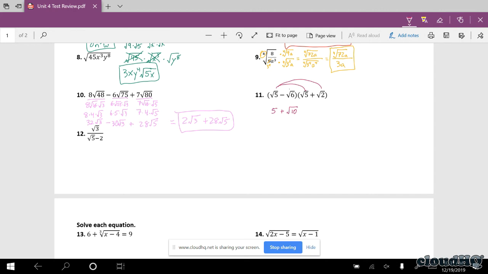Then I distribute the negative square root of 6. Negative square root of 6 times negative square root of 5 is negative square root of 30. Then negative square root of 6 times positive square root of 2 is negative square root of 12. Can any of those simplify? The square root of 12 can simplify because I can divide it by a 4.